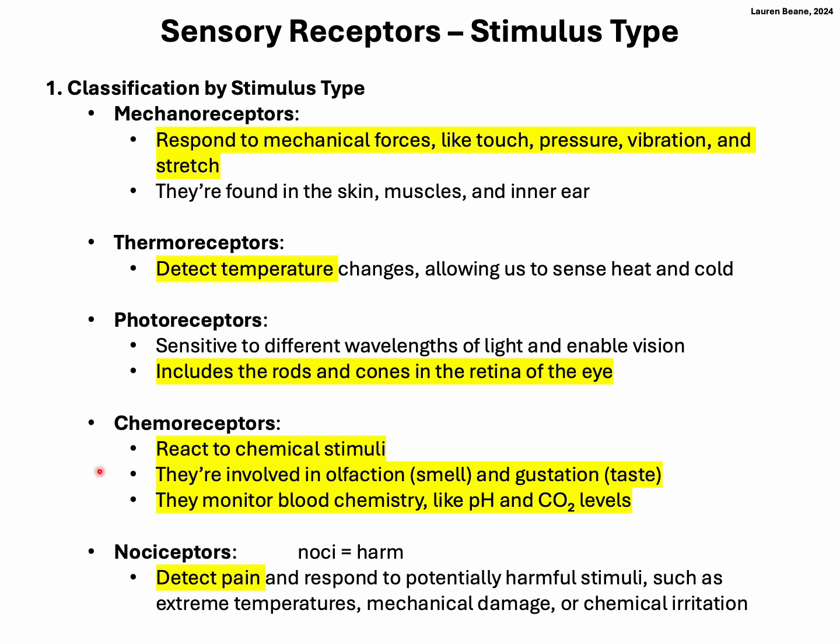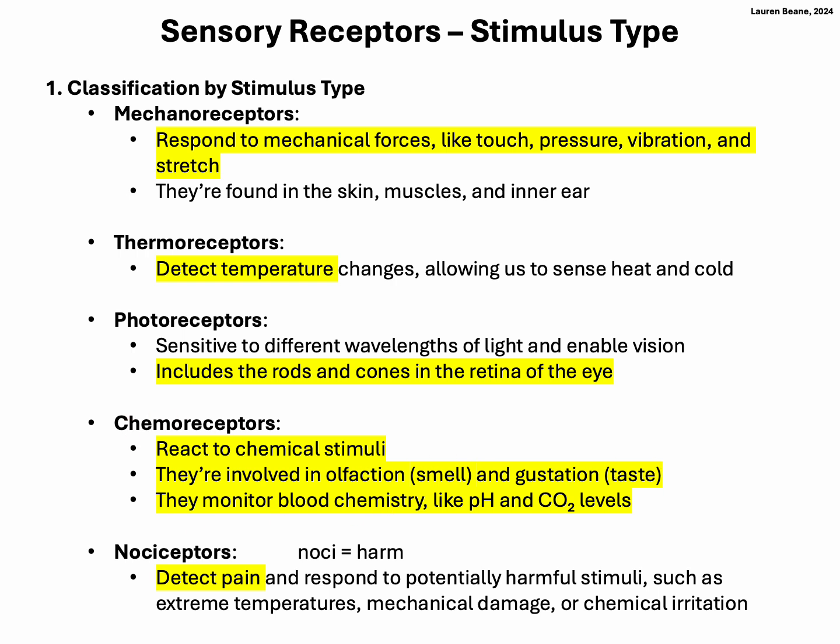Chemoreceptors react to chemical stimuli, and those chemicals could be things like pH level, could be carbon dioxide level, or also the odorants responsible for producing olfaction or a sense of smell, as well as chemicals within our food that bind to taste buds on our tongue and create a sense of gustation or taste. So there's quite a bit of variability there with the chemoreceptors.